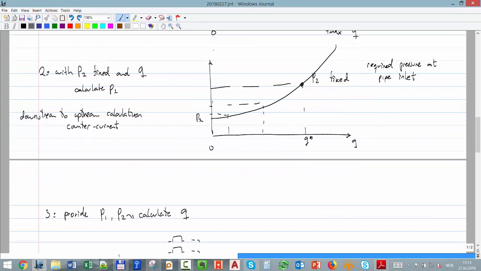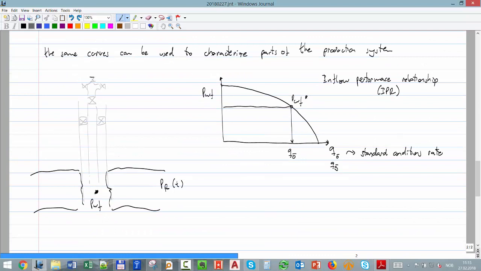So we were looking at the reservoir side, and we defined something that you already knew before, which is the inflow performance relationship. You know how it looks for oil wells, undersaturated oil wells.